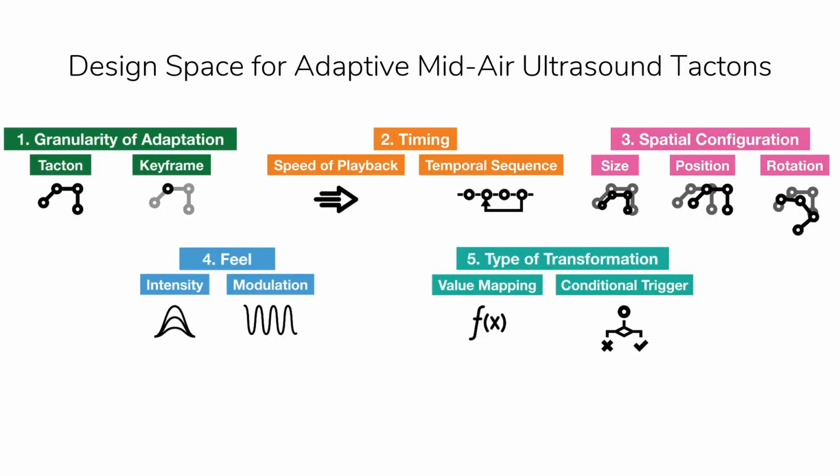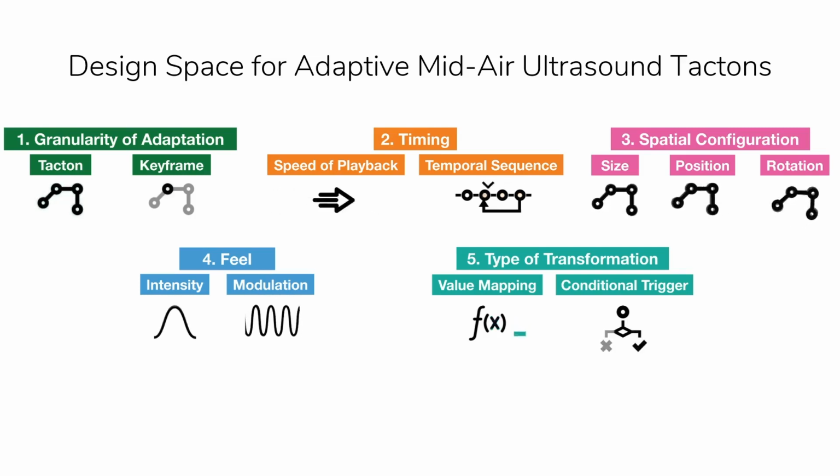To more formally describe the abilities of adaptive tactons, we present a design space with 5 dimensions. Granularity describes where the adaptations are applied, either affecting the pattern as a whole or just a subset of the tacton. For adaptive timing, the speed and specific sequence of playback can be manipulated at runtime. Spatial configuration describes adaptive scaling, translating, and rotating. And similar to traditional vibrotactile, designers can also adapt the qualitative sensation with intensity or any of the ultrasound modulation parameters.